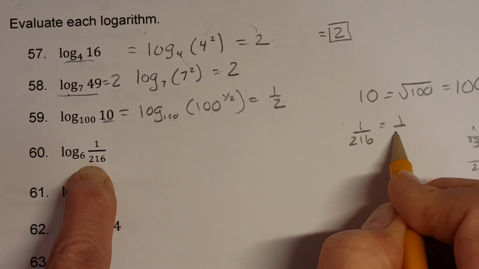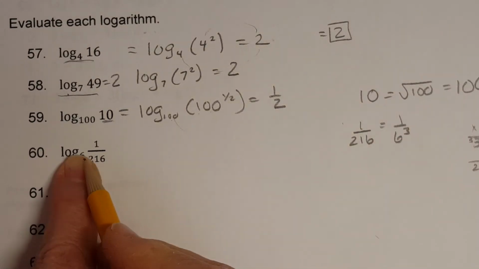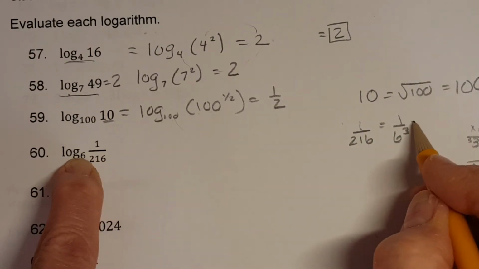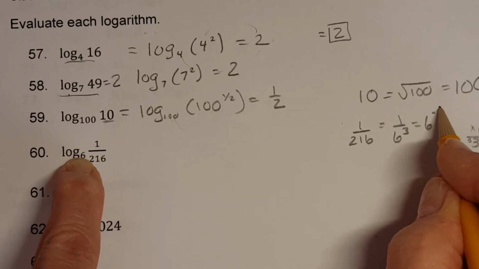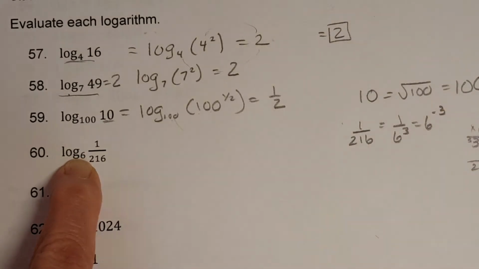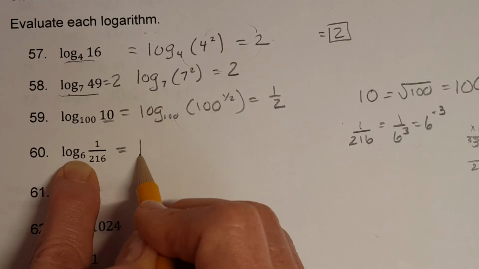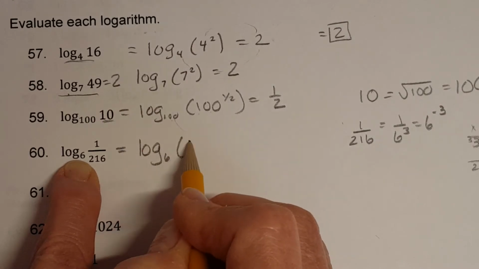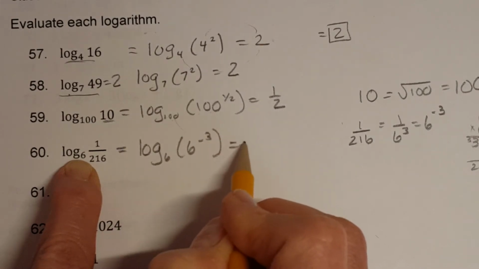So that equals 1 over 6 cubed, but I don't want it as a 1 over 6 as the base. I want it to be a base of 6, so that's the same as 6 to the negative 3. So this equals log base 6 of 6 to the negative 3, and that equals negative 3.